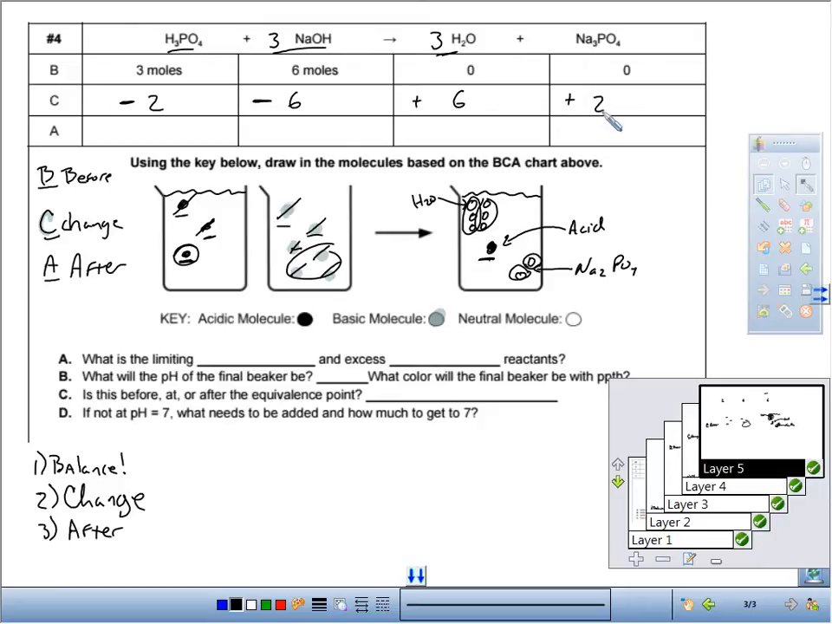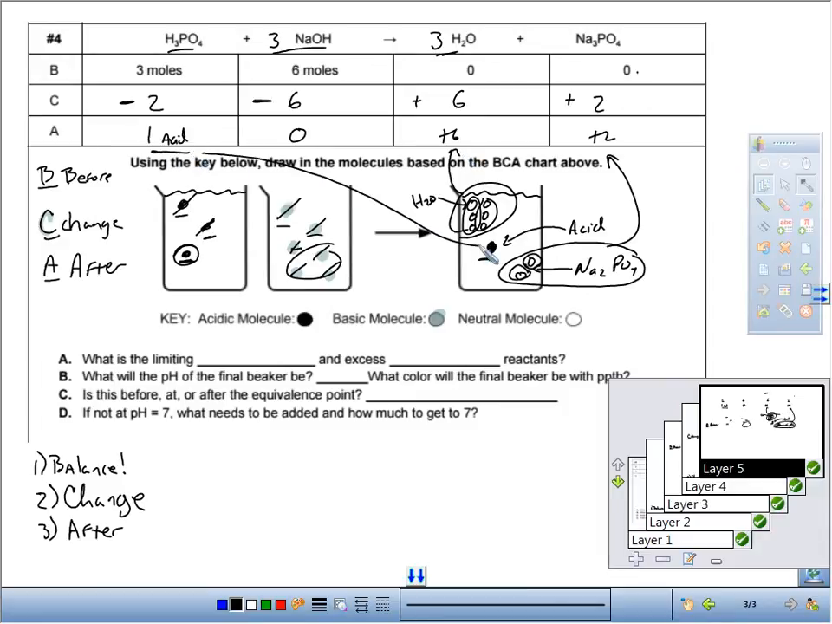Okay, so let's just add this up. 0 plus 2 is plus 2. 0 plus 6 is plus 6. 6 minus 6 is 0. 3 minus 2 is 1. So I've got 1 acid left. So at the final, very end, let's see if this matches up. Here's Na3PO4. Okay, it's neutral. I got 2 of those. Here are my 6 waters. I have no base, and again, I had the 1 acid left, which is right there.